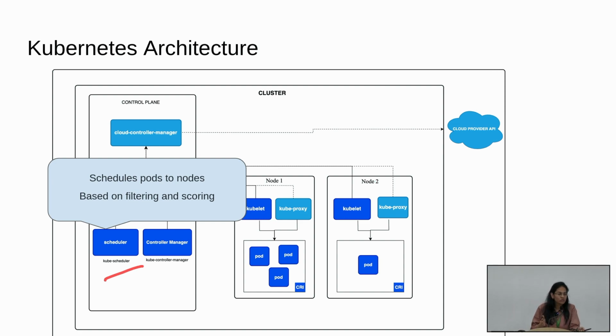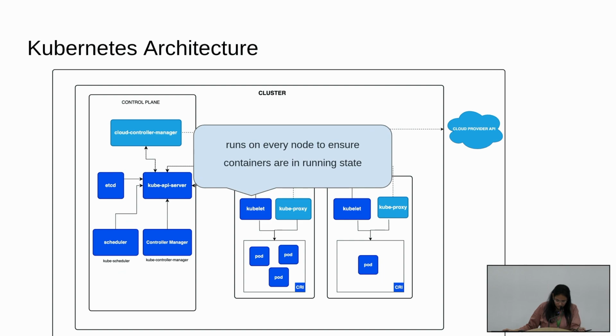What the scheduler does is first filter all the available worker nodes to see which have available resources, and then sort them based on how many resources they have, so the one with the maximum resources is the next choice to schedule the application container on. Now, what we discussed till now were the control plane components.